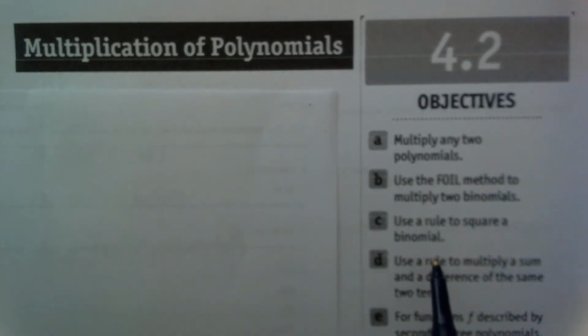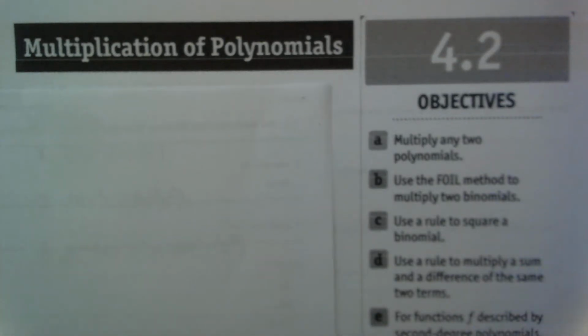And then you use the square binomial and how to multiply a sum and a difference of the same two terms. And then last, the function f described by second degree polynomials, how to find and simplify notation like f of a plus h and f of a plus h minus f of a. So we'll explain all of this.